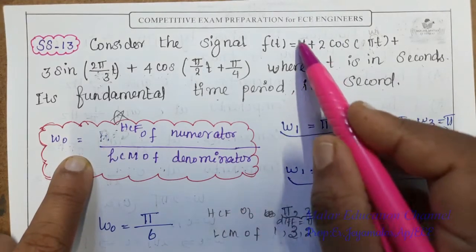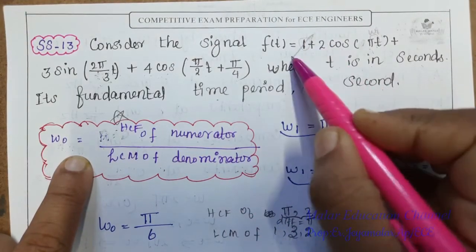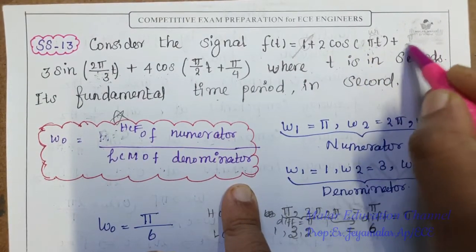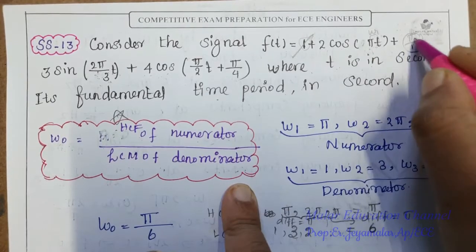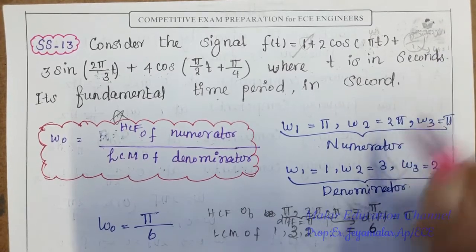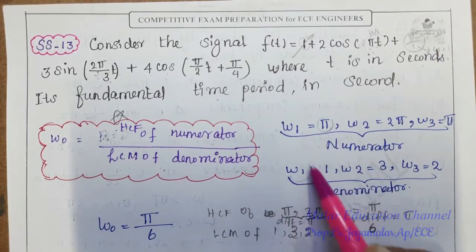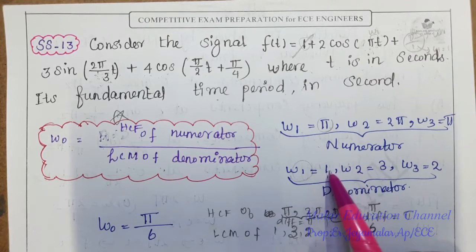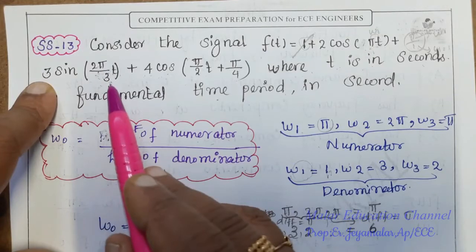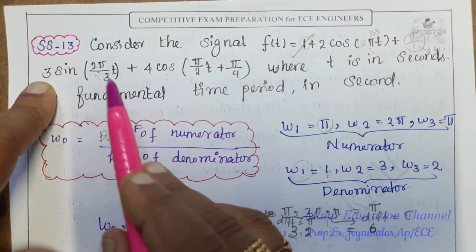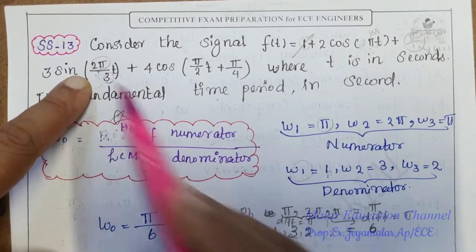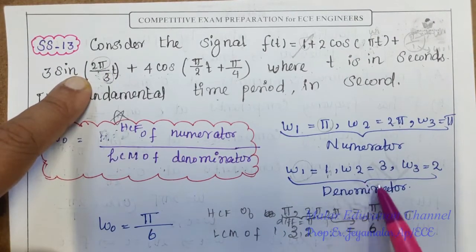See here, this is for amplitude, there is no cos or sine term, so leave it. This is the pi term. The nearest value of t is pi, isn't it? Pi divided by 1. The numerator term is omega 1, and the denominator is 1. Here omega 1 is pi and the denominator is 1. Numerator term divided by denominator term. Next, see the second term: 3 sine 2 pi by 3 t. The nearest value of t is 2 pi by 3. So 2 pi is the numerator term and 3 is the denominator term. Omega 2 is 2 pi and the denominator is 3.